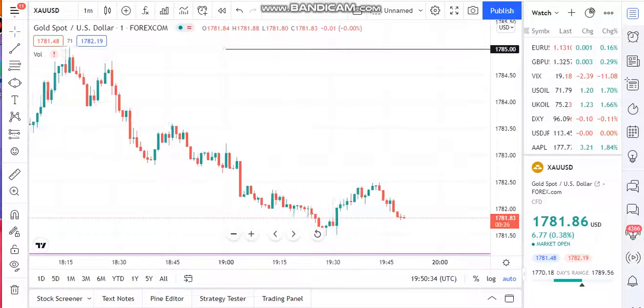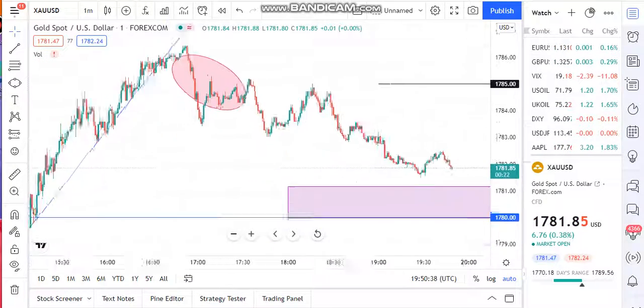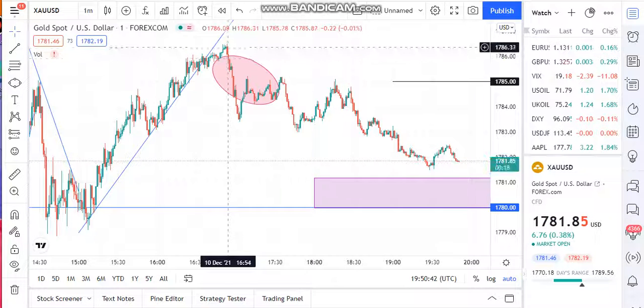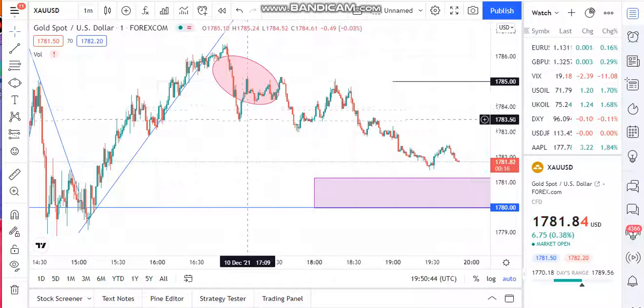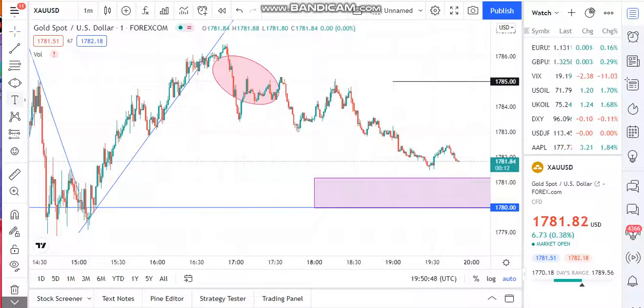Okay, so that's how you can tell. All right, so it went up. Once it broke the trend line, boom, we got in for a sell. Okay, another trend line right here. You could draw one more right here.